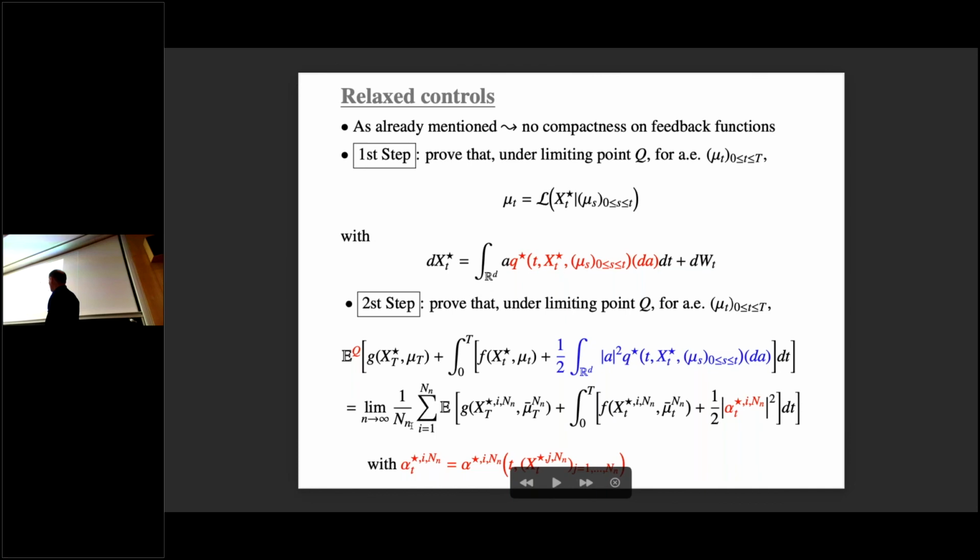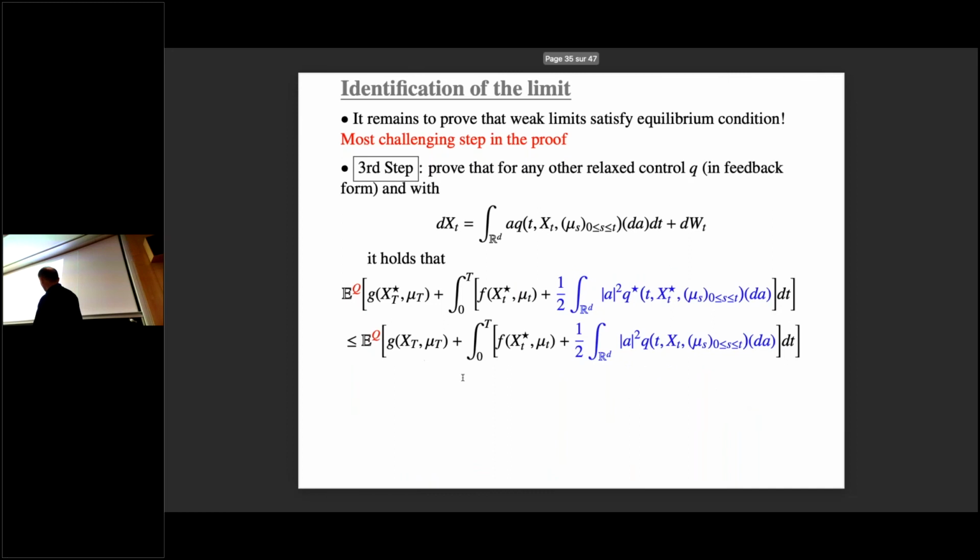And so once you have done this, you pass to the limit and you say, well, this is the limiting cost. Now you want to have a look at a deviating particle, which is something that is required in the definition of a mean field game. And this is the most difficult step in the work of Daniel.